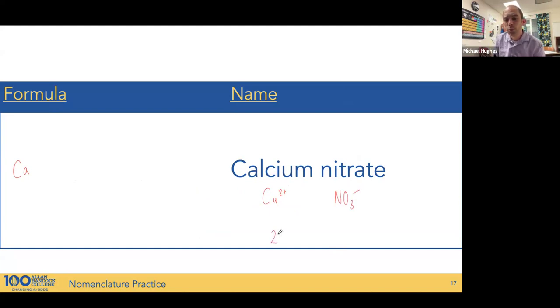So if we have 2 plus and 1 minus, we're going to need 2 nitrates to make 2 minus altogether so that the charges sum to 0. So we're going to have 1 calcium, and this time we'll need parentheses so that we can register 2 NO3 1 minuses, 2 nitrates to balance the charge of our 1 calcium.